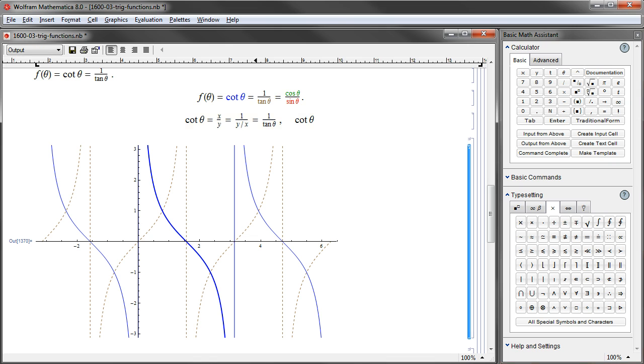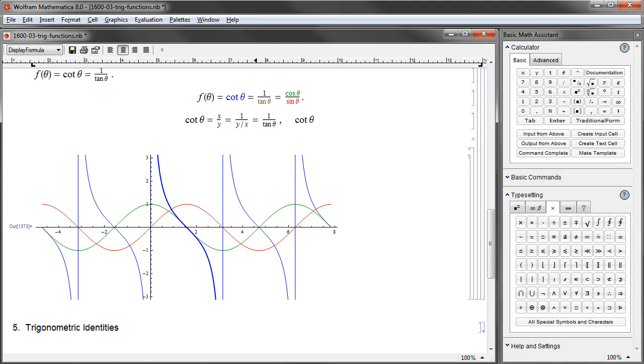Another important relationship for cotangent is the relationship between cotangent with cosine and sine. So cotangent is cosine over sine, and you can easily see it like this. Cotangent is by definition x over y, and divide both numerator and denominator by the same number, r.